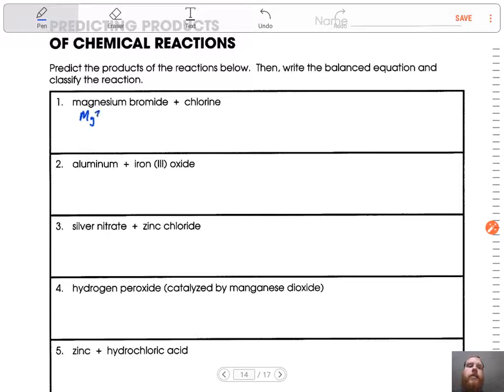Magnesium, Mg 2+. Bromide, which is bromine, 1-. So I'm going to take that to get my formula. Bam. MgBr2 is what I would have for this.